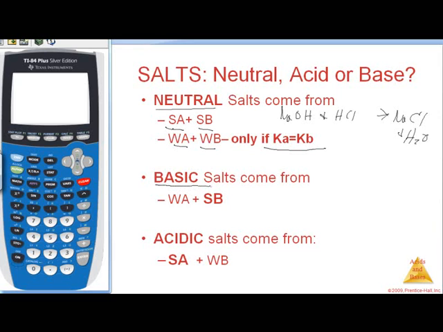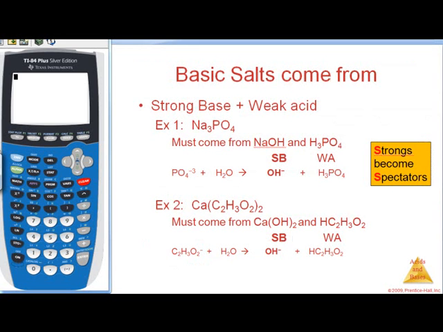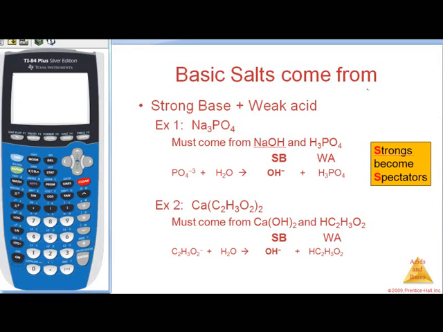Basic salts come from a combination of a weak acid and a strong base. The strong is going to dominate, and it's going to become a basic salt. Acidic salts come from a combination of a strong acid and a weak base. So whatever is strong is going to dictate what you have in your salt. Okay, so let's talk about basic salts first. So basic salts come from, we said, a strong base and a weak acid.